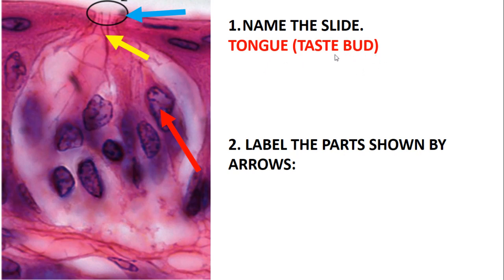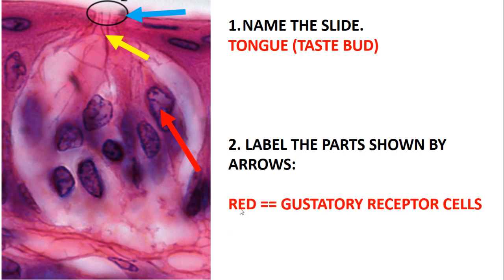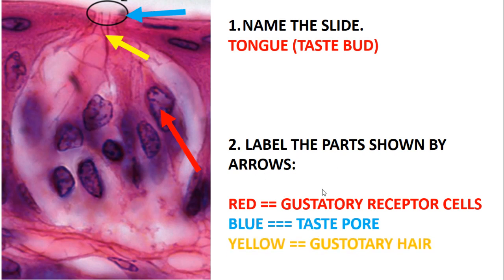How can you know that this is the taste bud? You can see the taste pores, and you can see the gustatory cells, which I'm going to state down there. Label the parts shown by the arrows. The red arrow is showing the gustatory receptor cells, which are the cells that fill up the taste bud in the tongue. The blue part is the taste pore, and the yellow part is the gustatory hair.